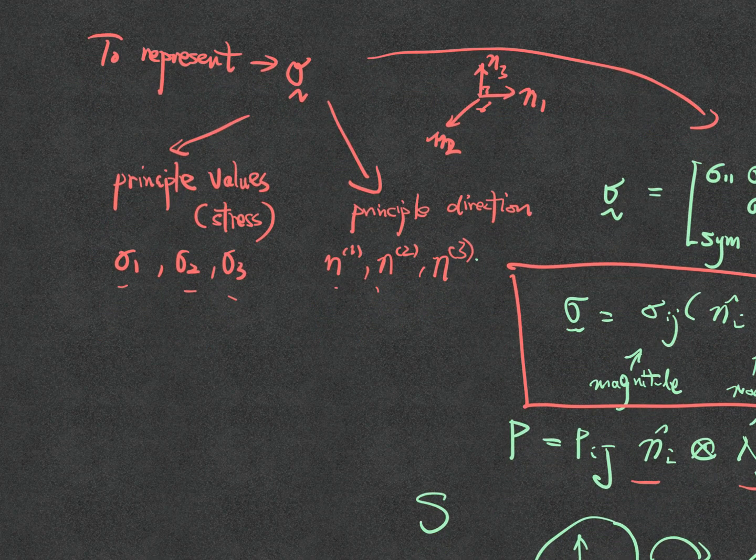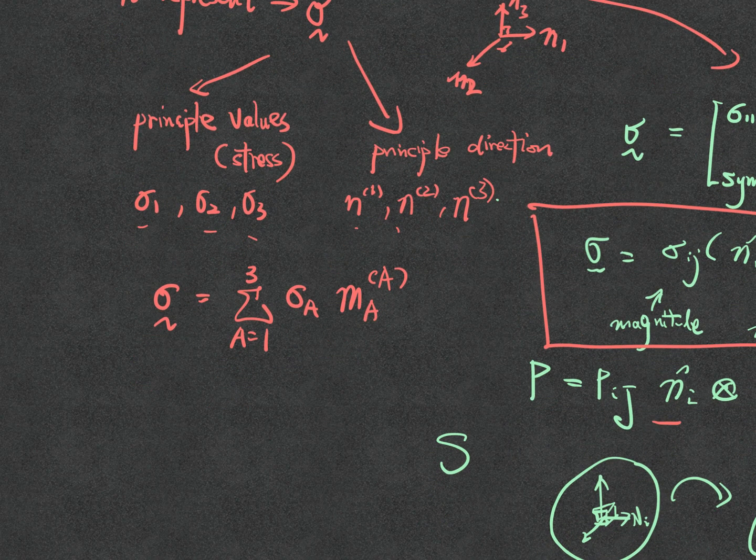So why do we care about the eigenvectors? It turns out that I can write the stress in a spectral form that looks like this. Okay, and what is M? M_A is equal to N_A tensor N_A. Okay, does that make sense?